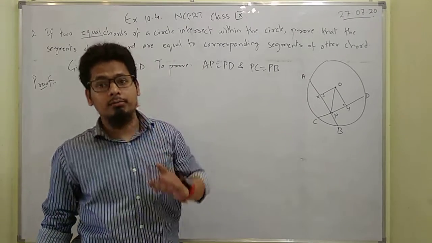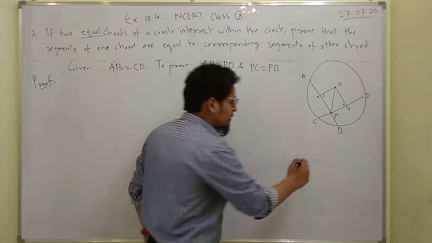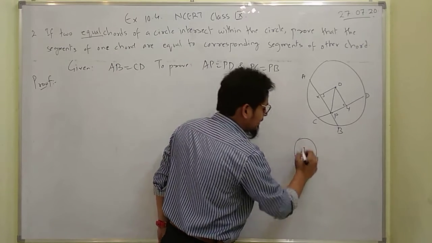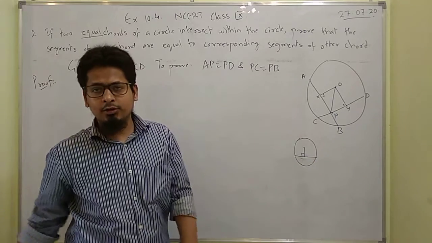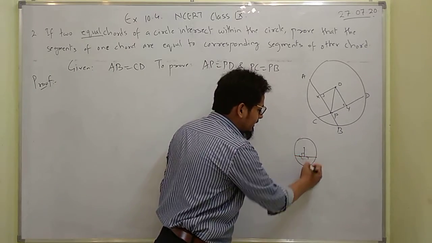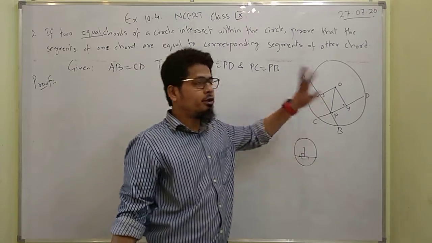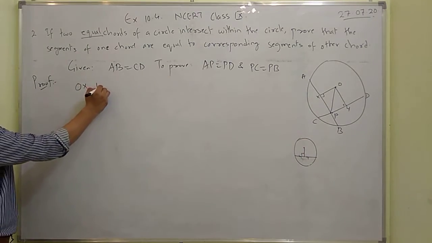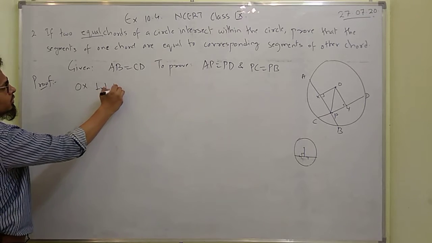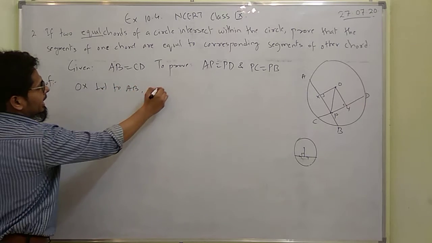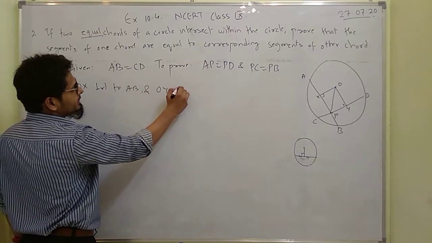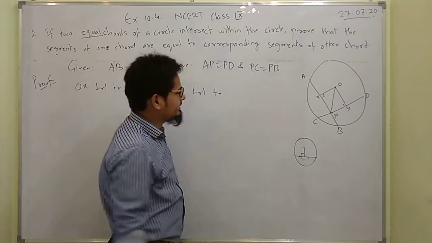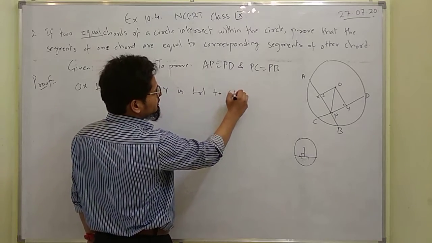It was our theorem. Perpendicular, you have to take the theorem. What was the theorem? If you draw a perpendicular from the center, it will bisect the chord, right? It was a theorem. That theorem we will use here first. Okay, so I write here OX is perpendicular to AB, and OY is perpendicular and also passing through the center on CD.